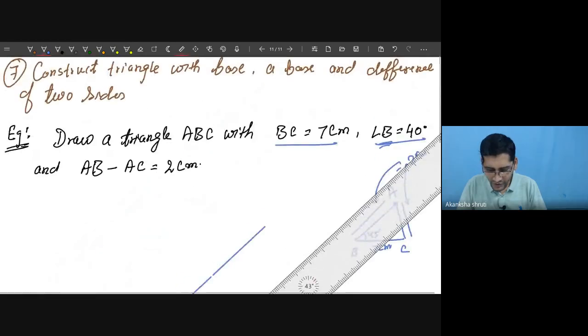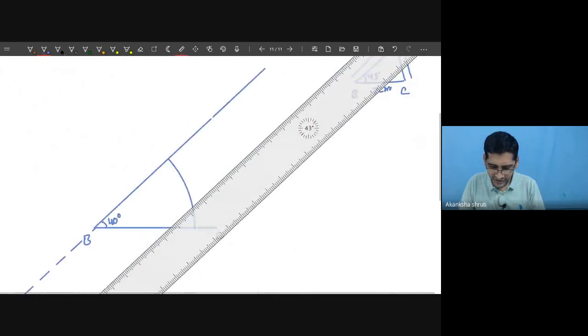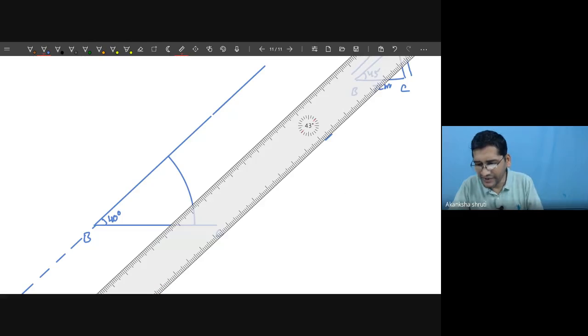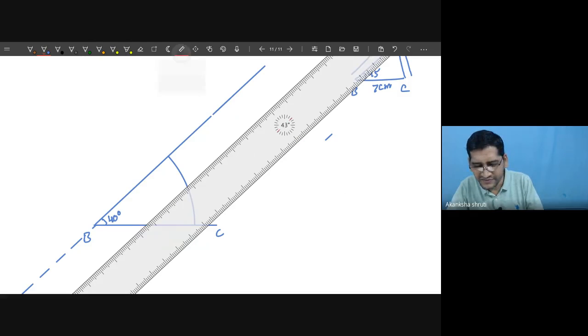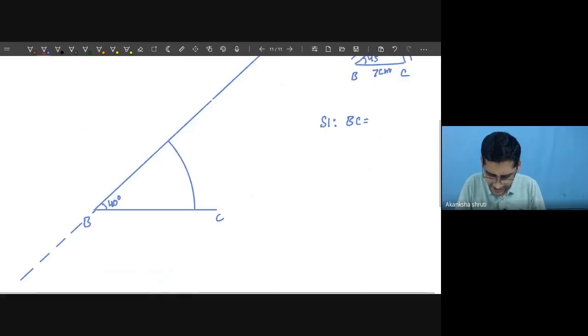Now we have to allocate the point at 2 centimeters. So what are the steps that we are following? Our step number 1 is draw BC. So write the steps also. Take BC equals 7 centimeter. The length that we have taken is 7 centimeter. So this is our 7 centimeter.